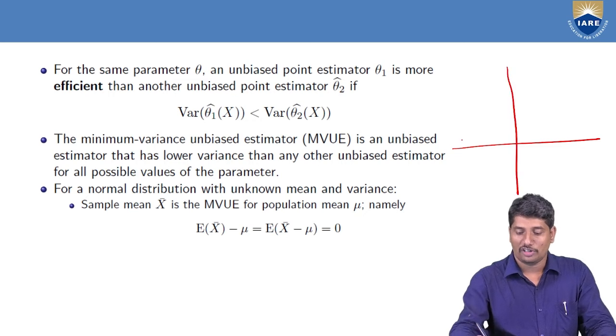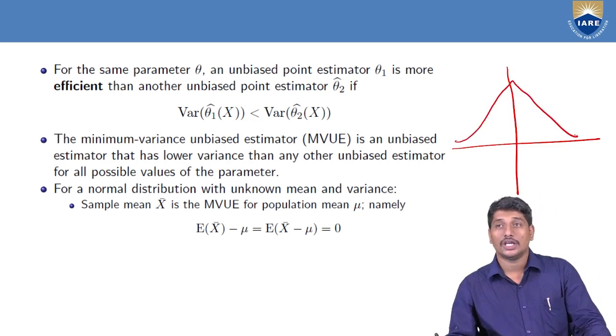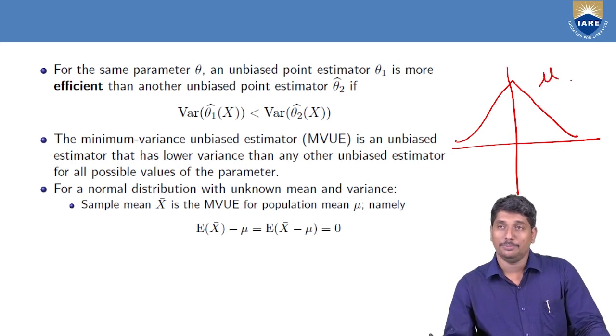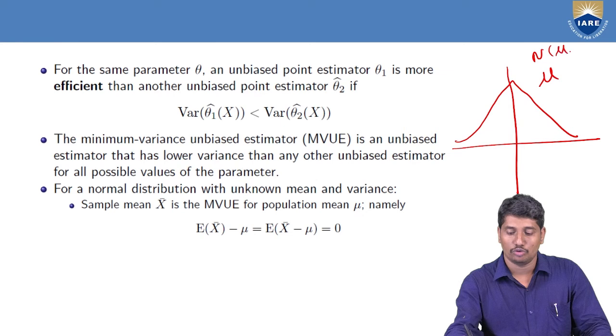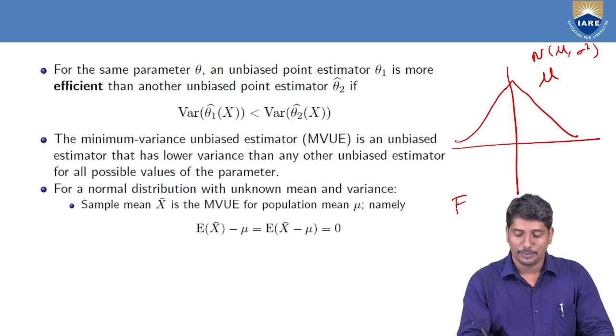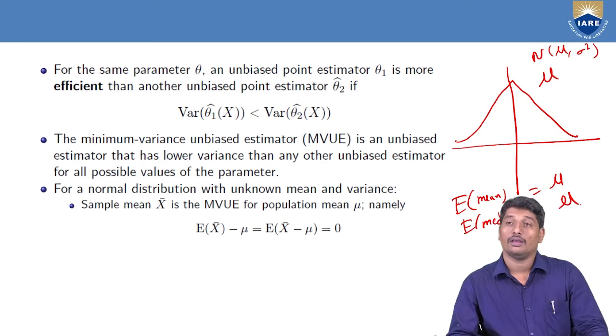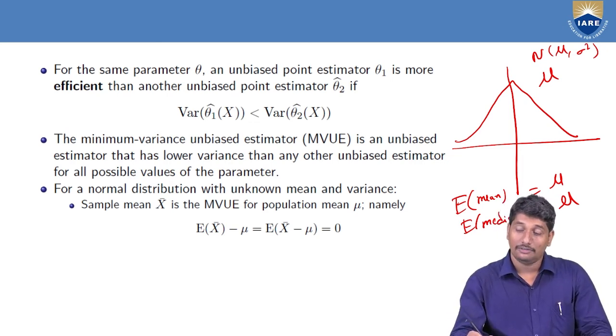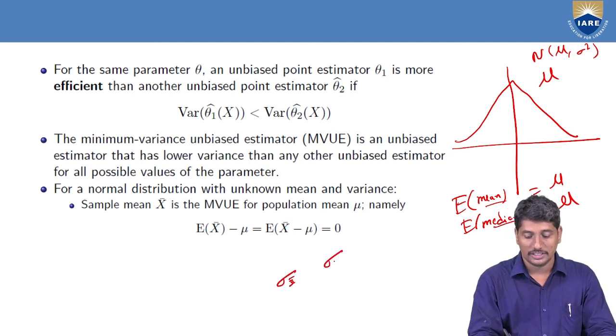The shape of a normal curve is a bell shape. You know this. Now for the normal population with mean mu, a normal distribution has two parameters, mean and variance. We have two unbiased estimators: expectation of sample mean is equal to mu, as well as expectation of sample median is equal to mu. But when you take the variances of mean and median in terms of normal distribution, that is the variance of the sampling distribution of mean and of the sampling distribution of median, you consider both of them, that is sigma x bar and sigma median.